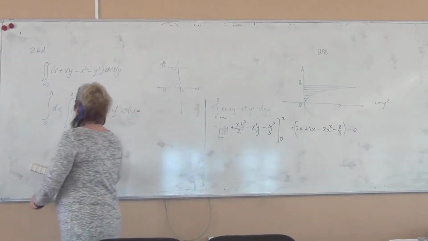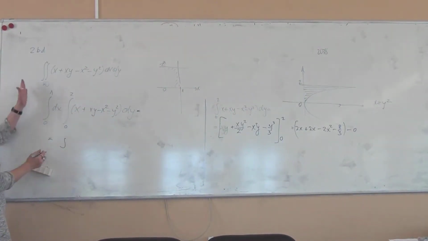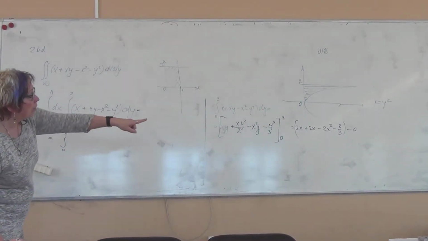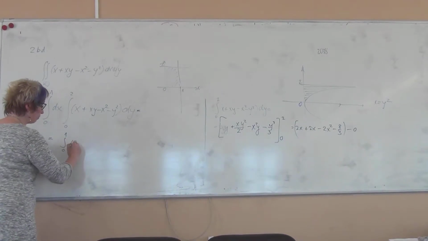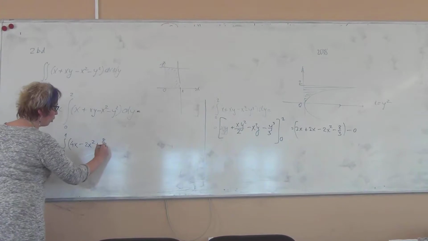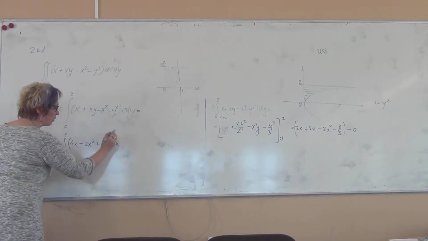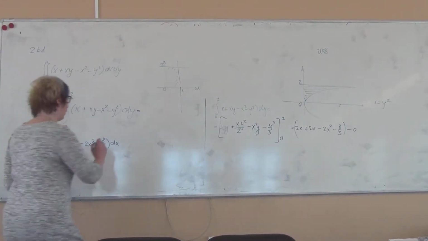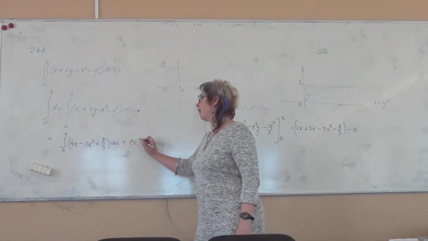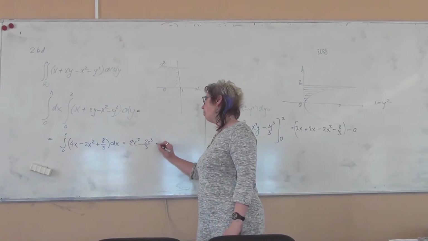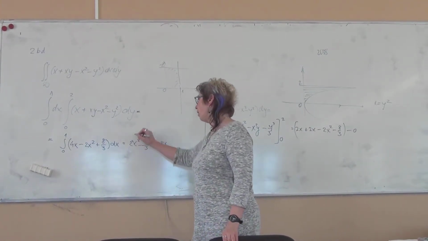I now can come back, we can return to our original integral from 0 to 1. So now 4x minus 2x squared plus 8 over 3, now integrated by x. Now that's a normal integral, a very basic integral. So what we have is 2x squared minus 2x cubed over 3 plus 8x over 3.